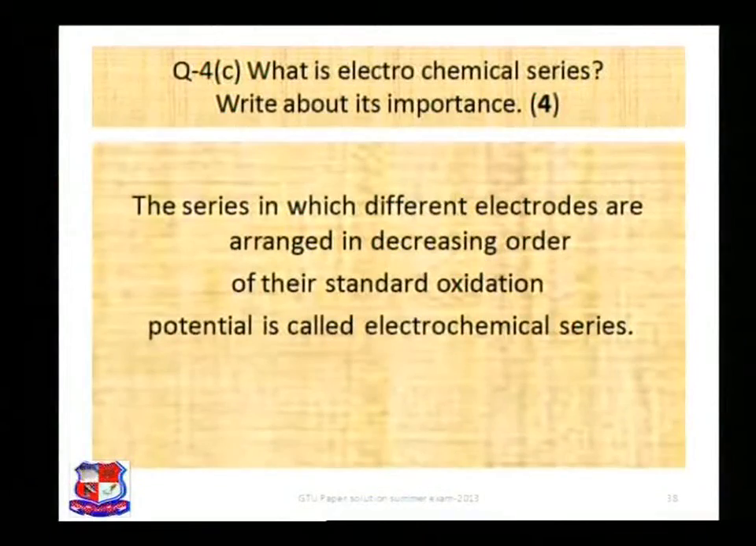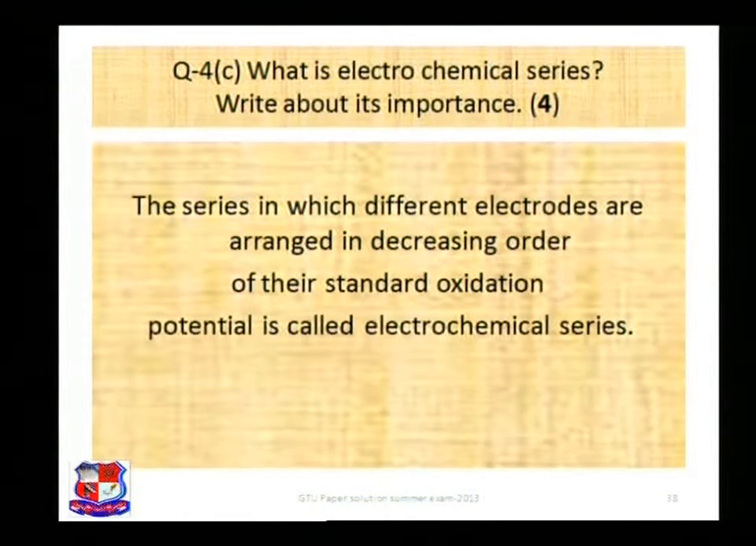So we have seen many things. Now we will go to question 4c. What is the electrochemical series? The electrochemical series is a very important series, and we are first going to define it and then state its importance. It is the most important question that is asked in GTU, always having very good marks weightage. So we should ensure good marks are covered while writing the answer also.